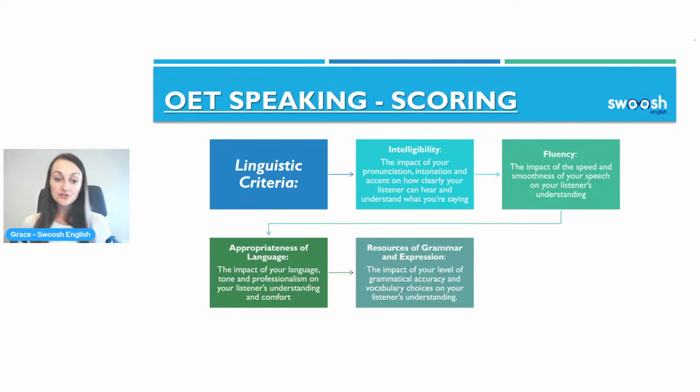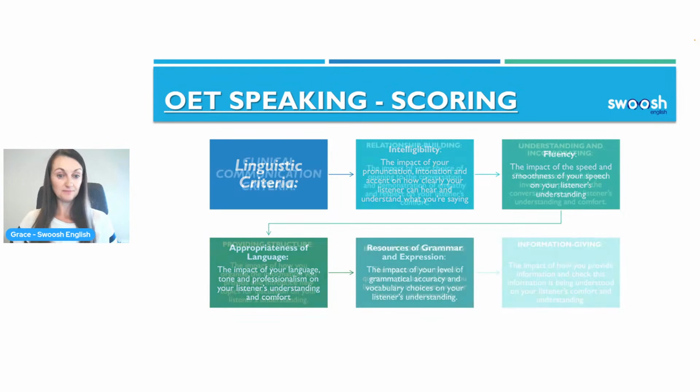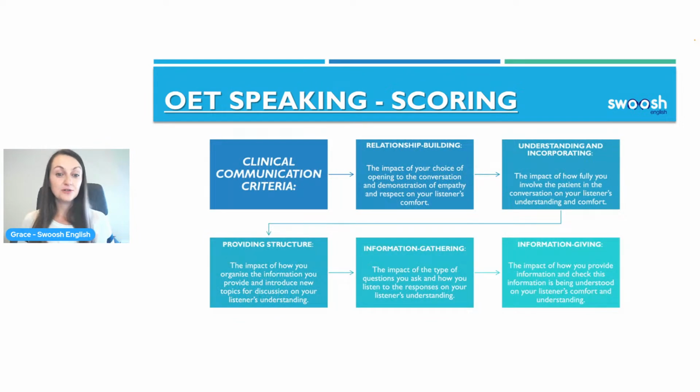And then we have resources of grammar and expression, so the impact of your level of grammatical accuracy and the choices of vocabulary that you make. So these are the 4 linguistic criteria. Now let's move on and take a look at the clinical communication criteria. So there are 5 for this category.